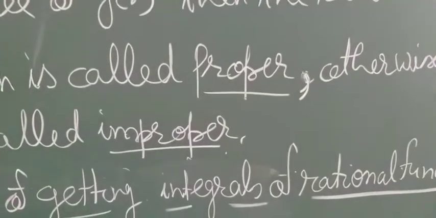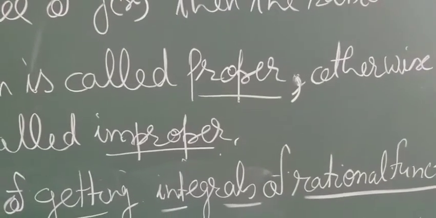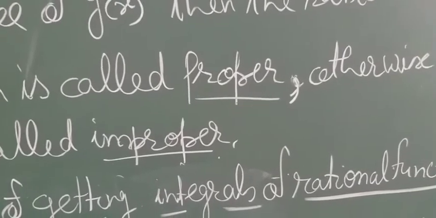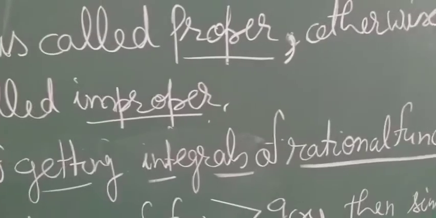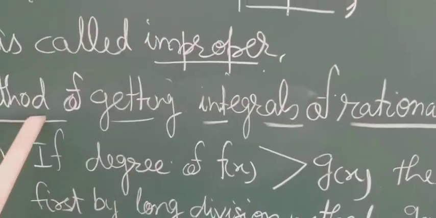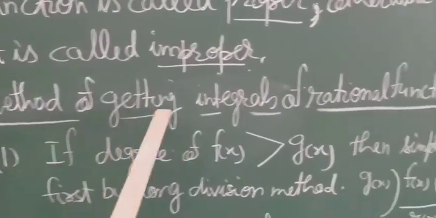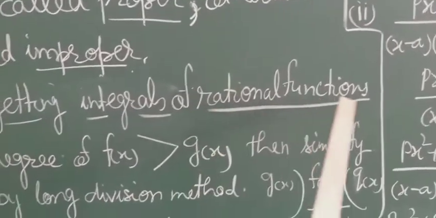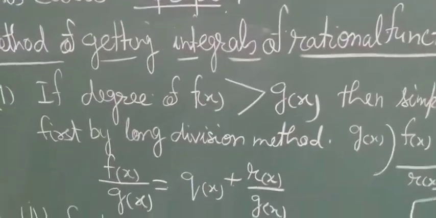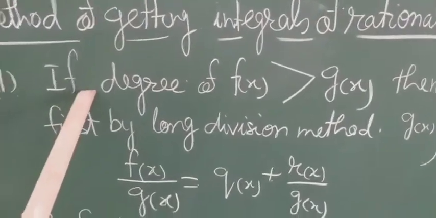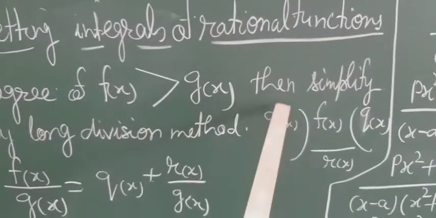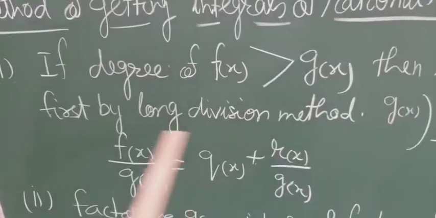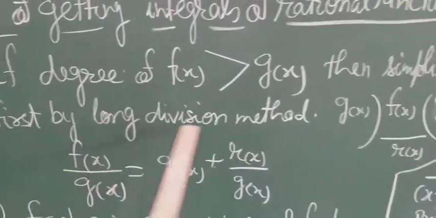Okay, so how can we find integration by partial fractions? Let us take the steps. The first heading is the method of getting integrals of rational functions. In the first step, if the degree of f(x) is more than the degree of g(x), then we have to simplify by the long division method.